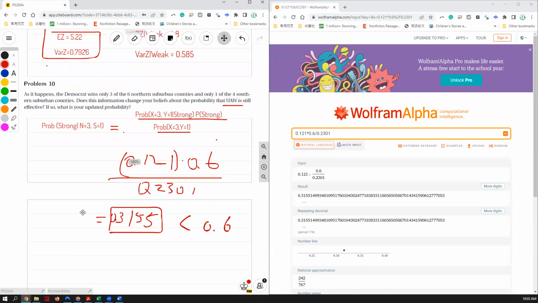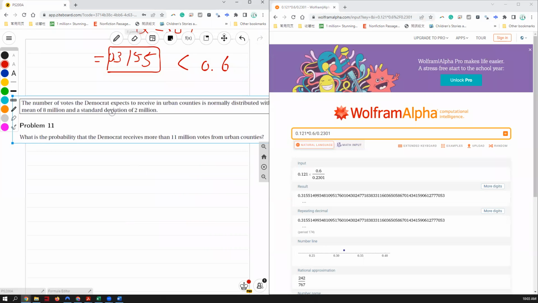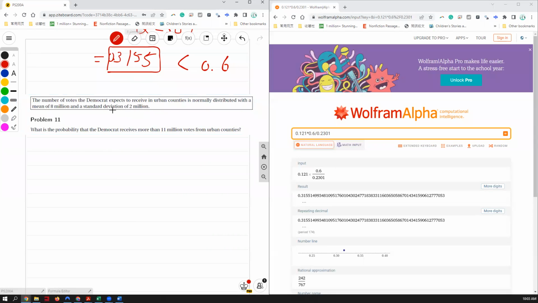The next problem, I think it's easier, but let's take a look. Normal distribution. The number of votes the Democrats expect to receive in urban counties is normally distributed with a mean of 8 million and a standard deviation of 2. What is the probability the Democrats receive more than 11 million votes from urban counties? That's easy. All we need to do is subtract the mean from that number and divide by the standard deviation of 2. What do we get? That's 1.5. And that number is the z-score, right? So I just need to find the probability associated with more than this z-score.